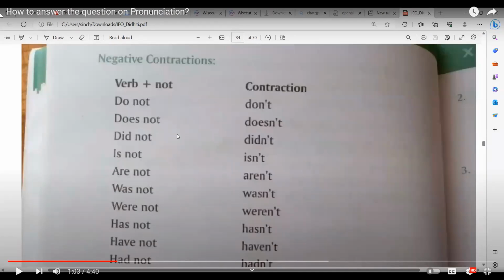Okay, Tuhin, can you make an example with aren't, beta? They aren't known to fly a kite. Very good. Excellent.